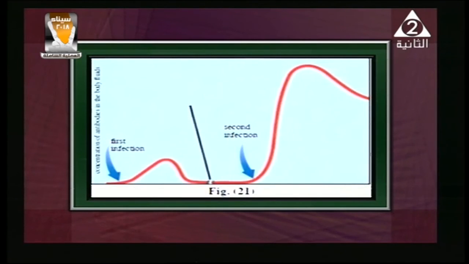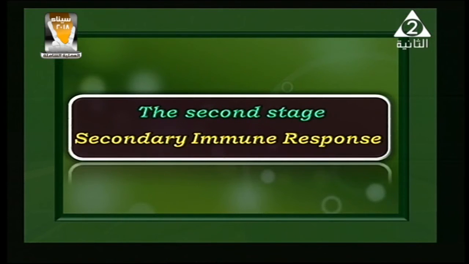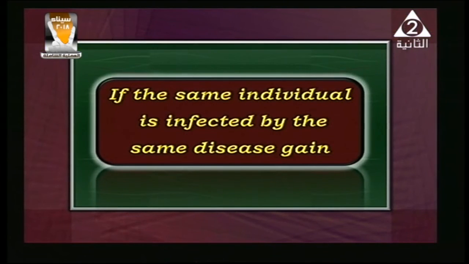And this is a diagram to show the first infection and the second infection. The first infection takes much more time, because it needs a longer time for multiplication of the required cells or B lymphocytes and so on. While in the second immune response, let's see what will happen in the second stage, if the same individual is infected by the same disease again.